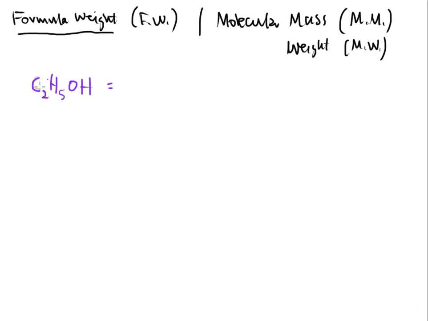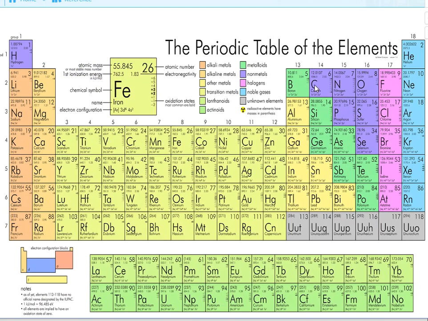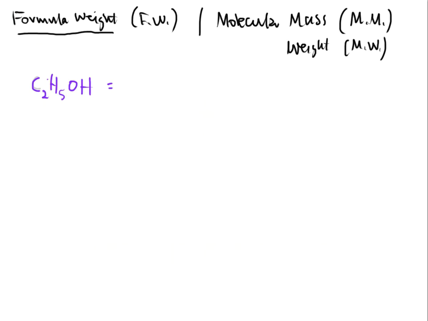So for carbon, because that was the very first thing in that formula, right? C2. I need to know how much carbon weighs because we're calculating formula weight. So I go to the periodic table, I find carbon. Up here at the top, I see 12.0107. I'm going to round that off, and I'm going to list carbon as 12.01.